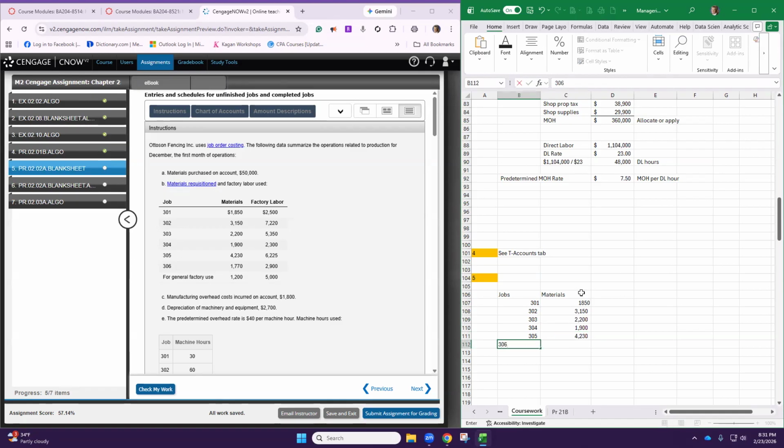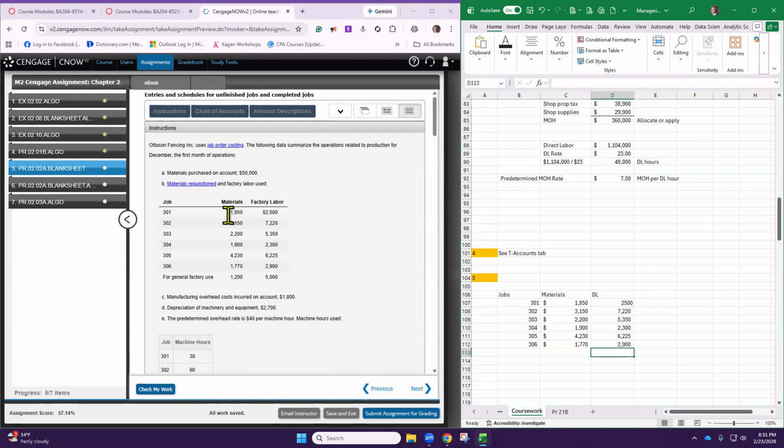And then we have a 306. Yep. Okay, so these are dollars. We want to make sure we label those. Okay, and then we have labor. Okay, so this is direct labor, materials. Okay. Then we have general use. All right, so there's what we have.